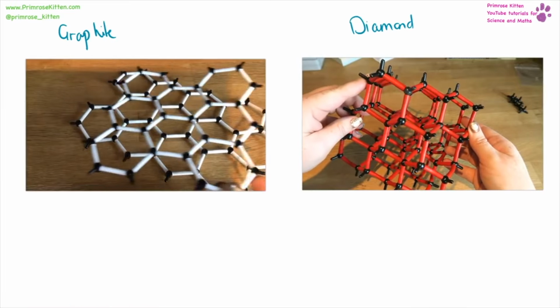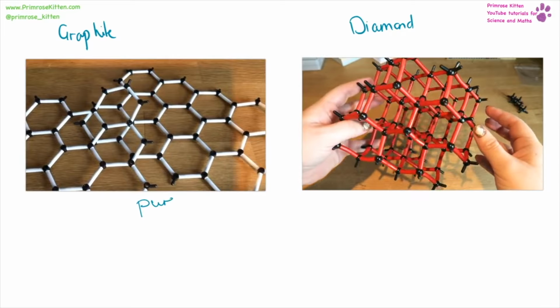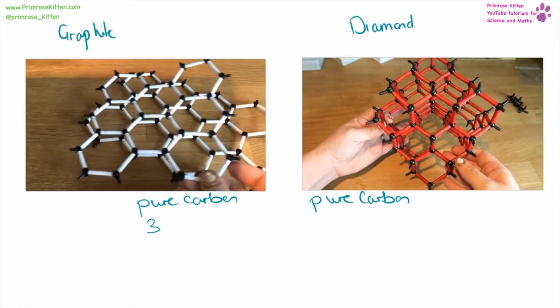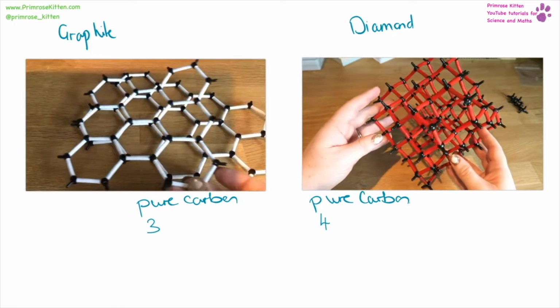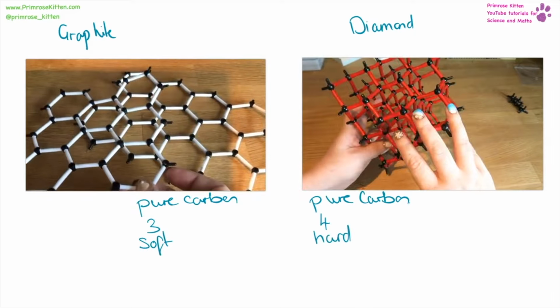If we were to compare diamond and graphite, they are both made of pure carbon. Graphite is made of 3 carbon-carbon bonds. Diamond is made of 4 carbon-carbon bonds. Graphite is soft, diamond is hard.